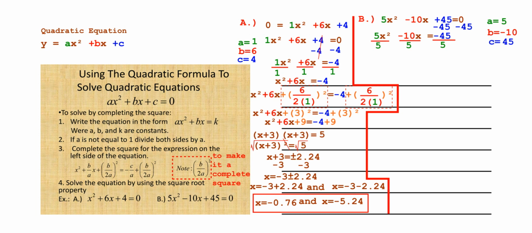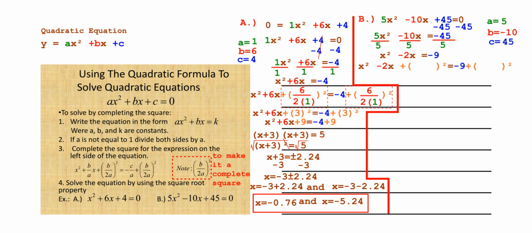So 5 divided by 5 cancels out or gives you 1. Negative 10 divided by 5 gives us negative 2. Negative 45 divided by 5 will give us negative 9. And there's our simplified form of it. X squared minus 2x equals negative 9. All right, now it's time to complete the square. So entering the completing the square, step number 3.